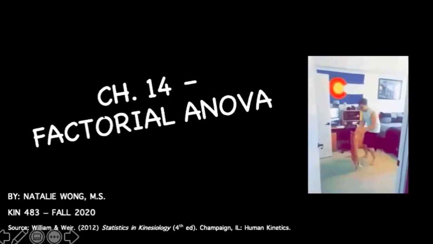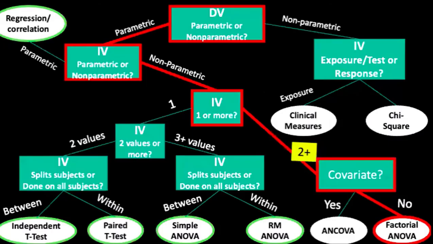But factorial ANOVAs are, if we follow our flowchart, what we use when we have 2 or more independent variables. So we've been floating in this area for the last several weeks: if we're looking at t-tests, there's 1 independent variable with 2 levels. If we go to ANOVAs, 1 independent variable but 3 or more levels. And now we're looking at factorial ANOVAs, where there's 2 or more independent variables, but we don't have the presence of a covariate.